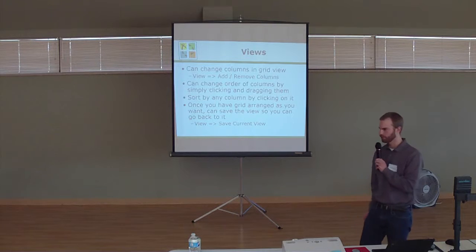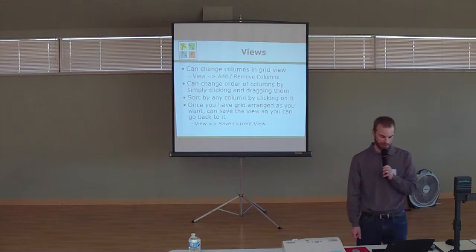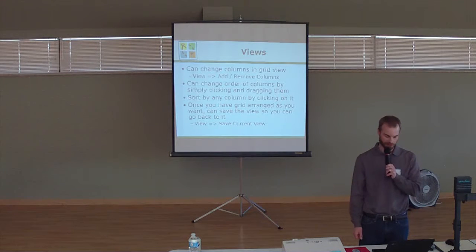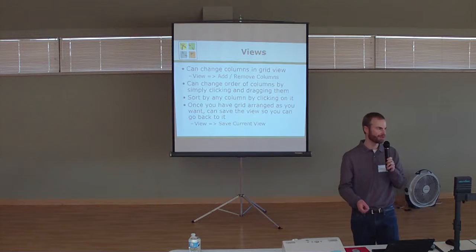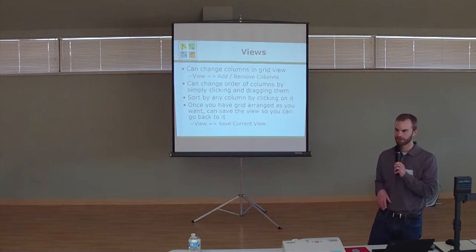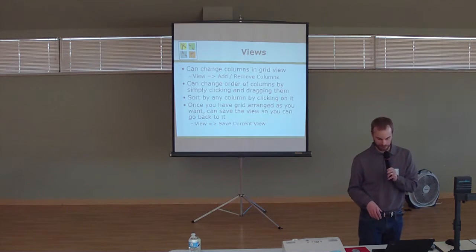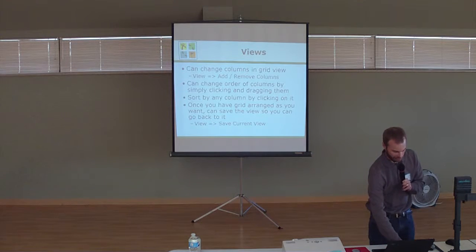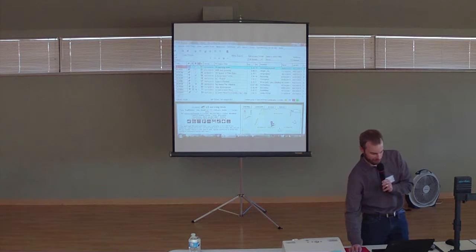You can change the grid view. There might be more information that you want to see. You can change the order of the columns in the grid view. You can sort. We already showed sorting the columns by any one just by clicking on it. And once you have the grid view set up as you want, you can save that away. If you go to the view menu and save current view, you can come back to it the next time you're in GSAK.